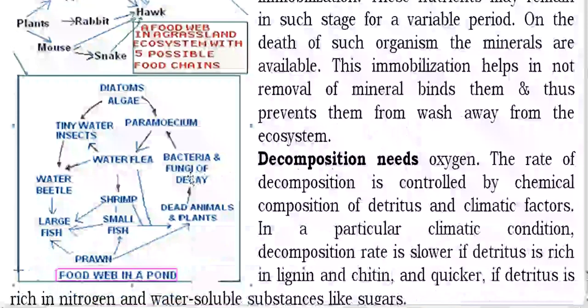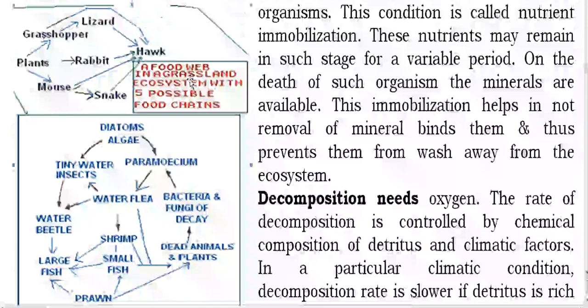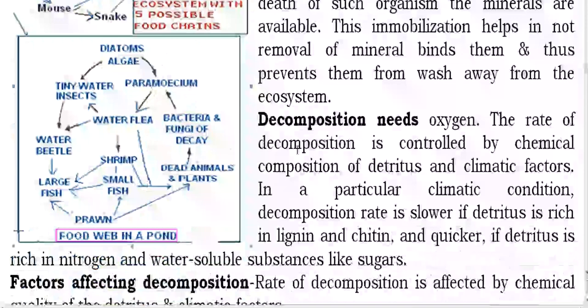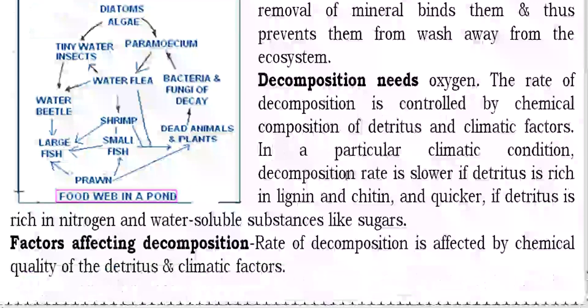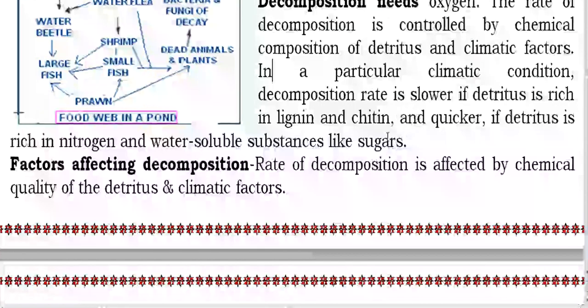This is the food web and food chain. A food web has many food chains interconnected. Decomposition needs oxygen, and the rate of decomposition is controlled by the chemical composition of the detritus and climatic factors. Some waste materials are easily decomposed, some are very hard to decompose.